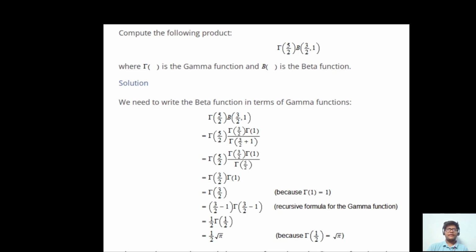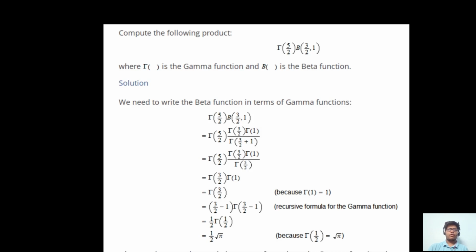We know that beta of m comma n is equal to gamma of m into gamma of n divided by gamma of m plus n. That same step we have done here. So the whole equation will be gamma of 5 by 2 into gamma of 3 by 2 into gamma of 1 whole divided by gamma of 5 by 2. Since we know that gamma of 1 is nothing but 1, and from the numerator and denominator we cancel gamma of 5 by 2, hence the whole equation will be gamma of 3 by 2.